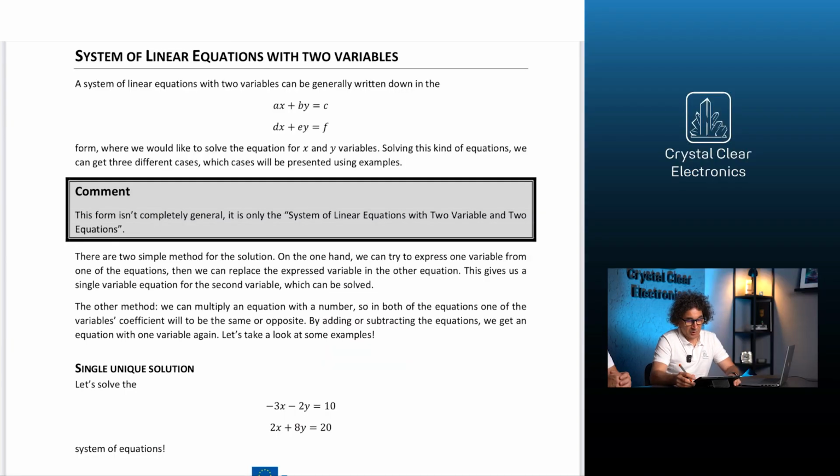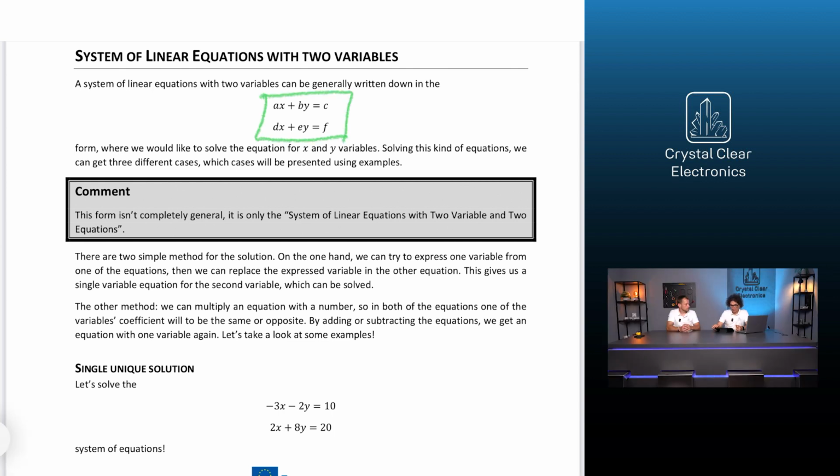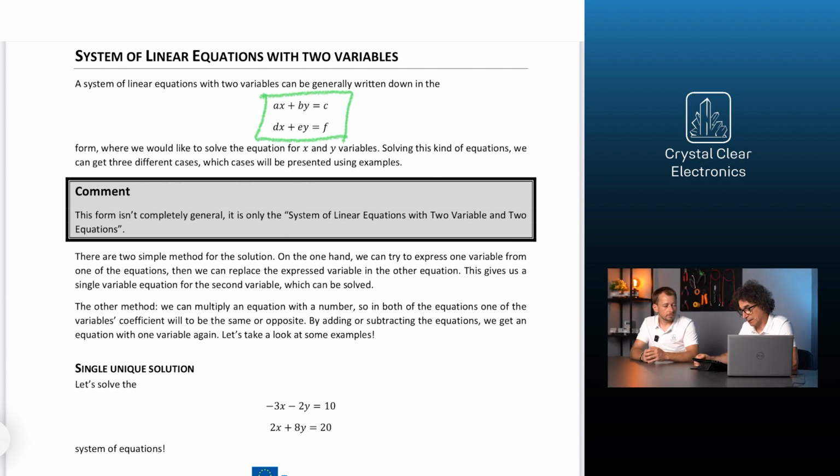That's right. But now let's look at a perhaps even more difficult problem, where we have to solve a system of equations with not one, but two unknown variables. A system of linear equations with two variables can be generally written down in this form. We'd like to solve the equation for x and y variables. Solving this kind of equations, we can get three different cases, which are going to be presented using examples.